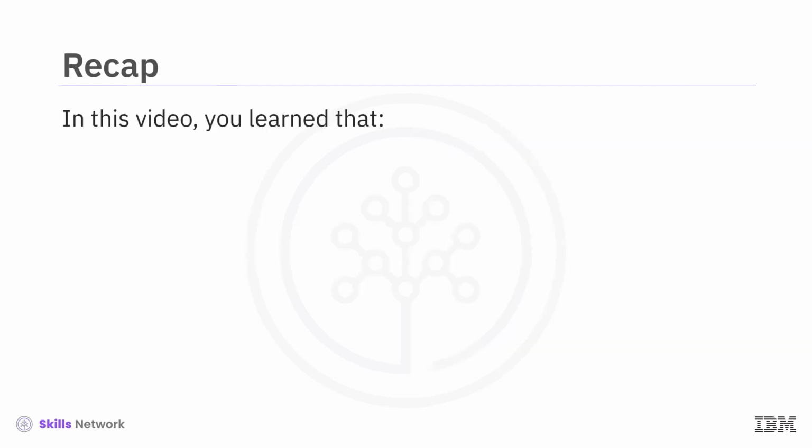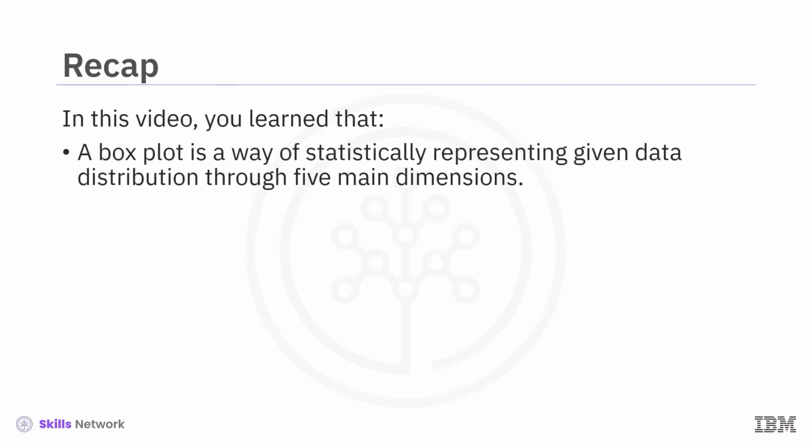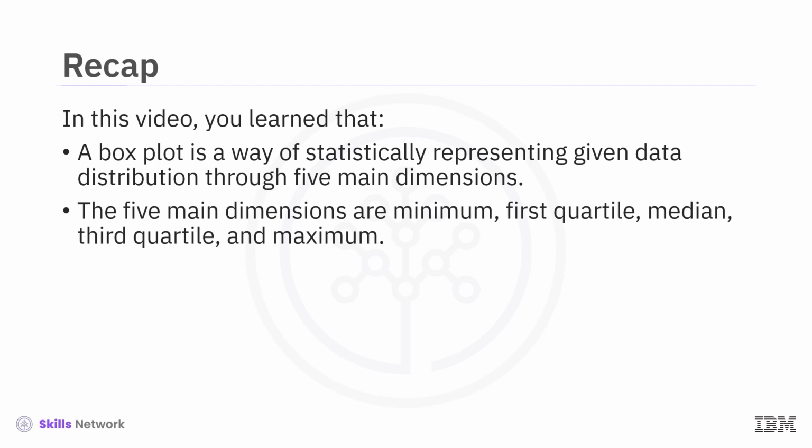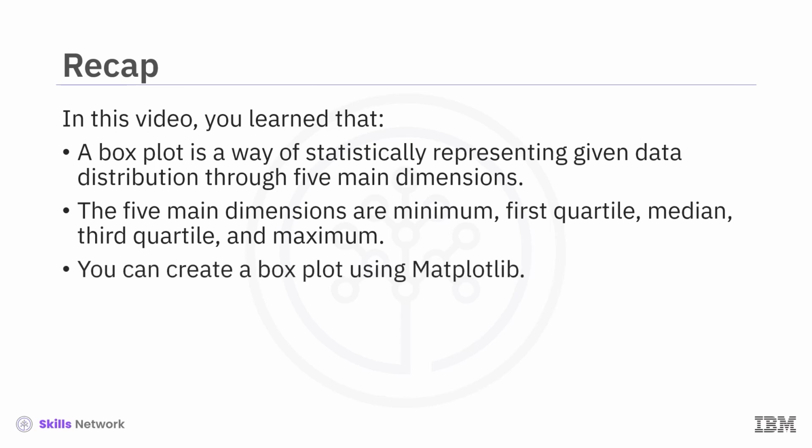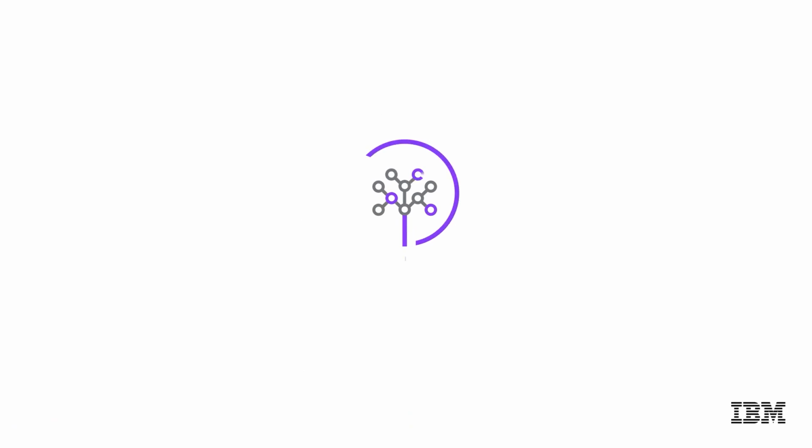In this video, you learned that a box plot is a way of statistically representing a given data distribution through 5 main dimensions. The 5 main dimensions are minimum, first quartile, median, third quartile, and maximum. You can create a box plot using Matplotlib.